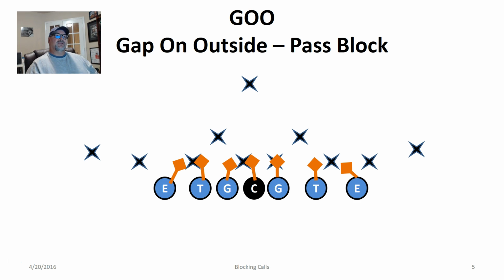We also have our backside tight end use GOO blocking quite a bit, where he'll hinge block on the backside to try to take out a quick defensive end. And so that's our GOO block there, gap on outside.